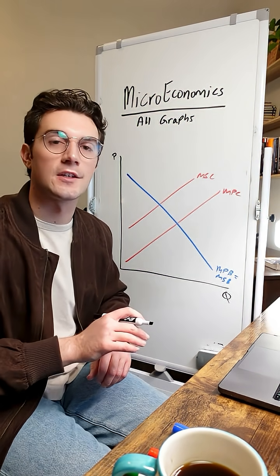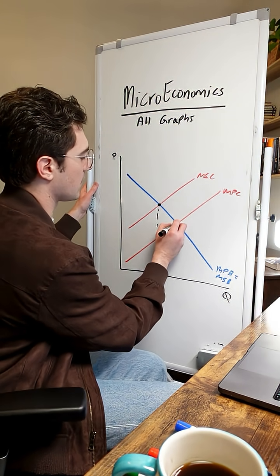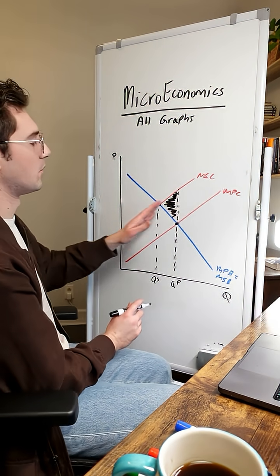Same goes for negative externalities, but it's flipped. This is a socially optimal point of output, but the private market's going to output this many units. So we incur this triangle of welfare loss.